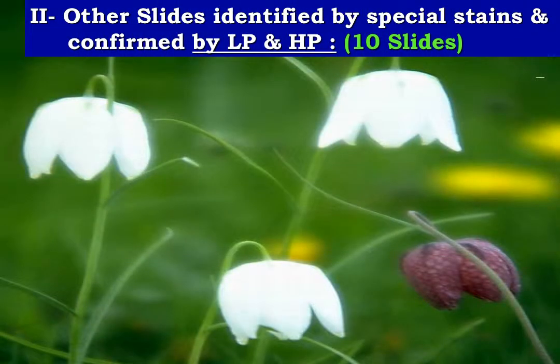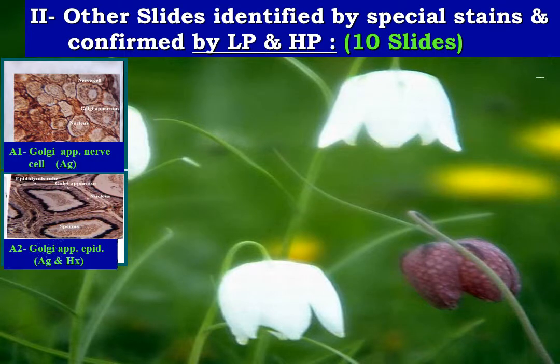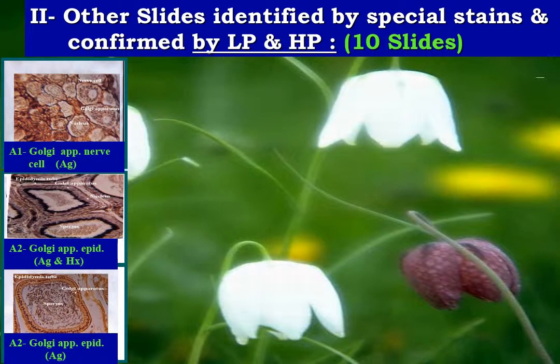Other slides identified by special stains and confirmed by low power and sometimes by high power are: Golgi apparatus in nerve cells stained with silver, identified by high power. Golgi apparatus in epididymis stained with silver and hematoxylin, identified by high power. Golgi apparatus in epididymis stained with silver, identified by high power.